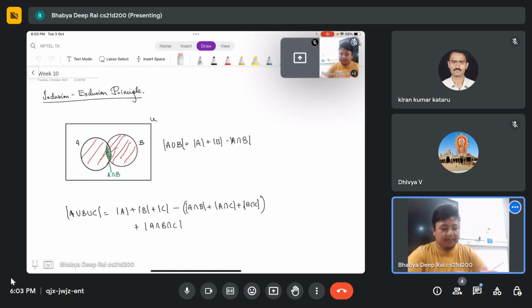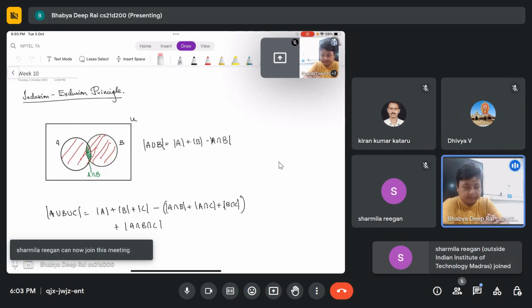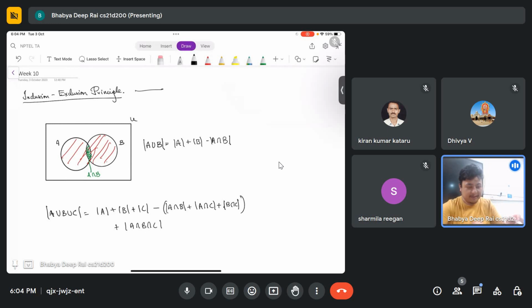We'll be revisiting some of the concepts, but mainly we will be solving a few problems related to the Inclusion Exclusion Principle and derangements. Okay. So, what is the inclusion exclusion principle? Briefly, it helps us study cases when we need to count the size of sets.